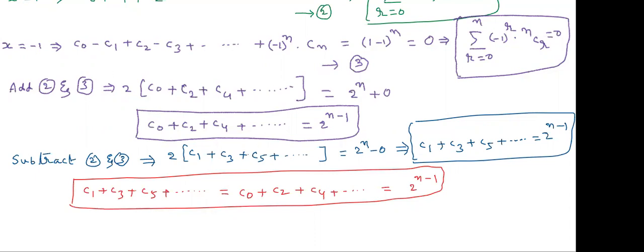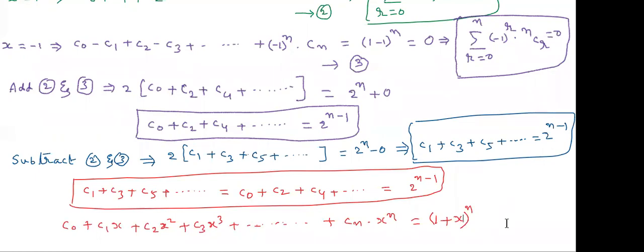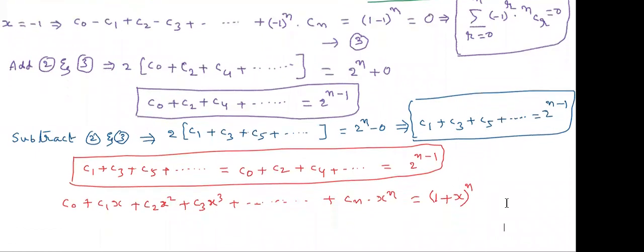Okay. Now C0 plus C1x plus C2x square plus C3x cube and so on, Cn x power n, that is equal to (1 plus x) whole power n expansion. Okay. Now here differentiate with respect to x on both sides.